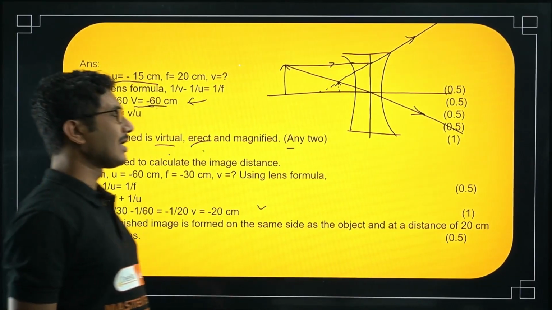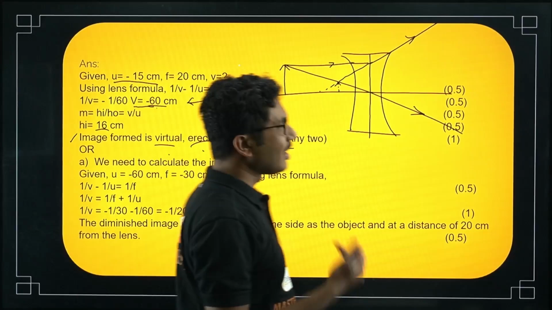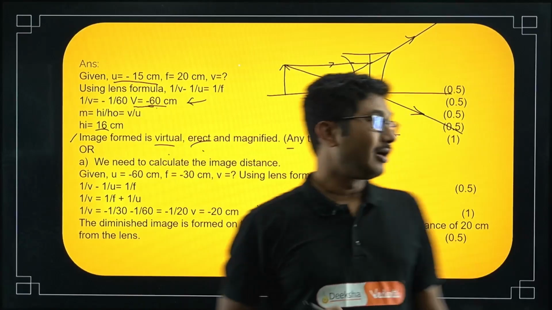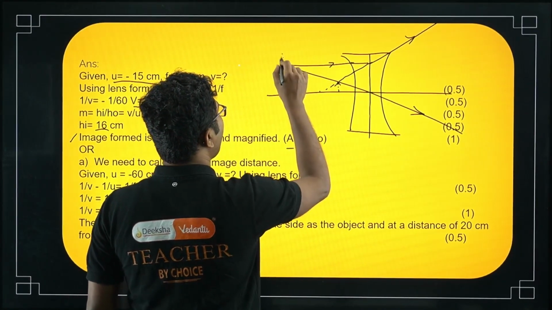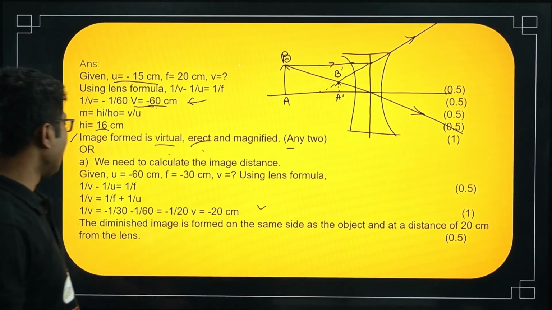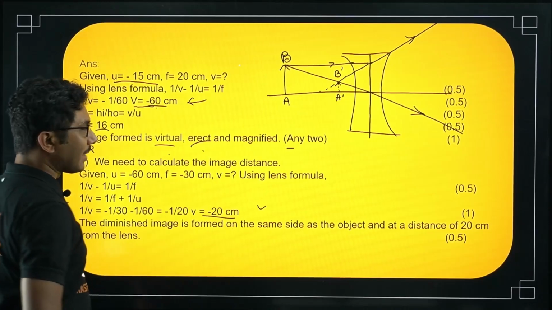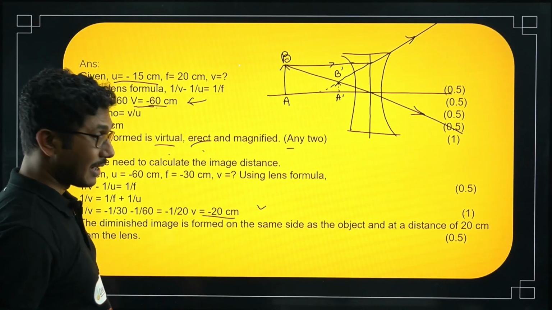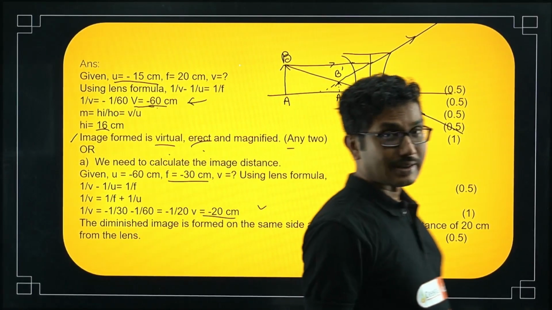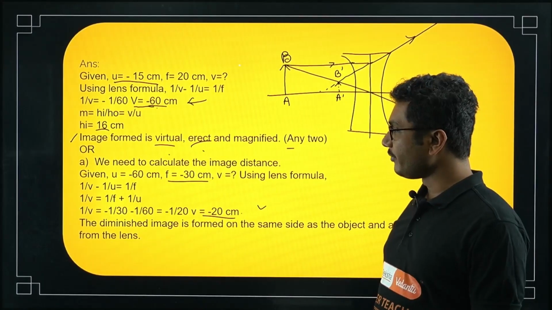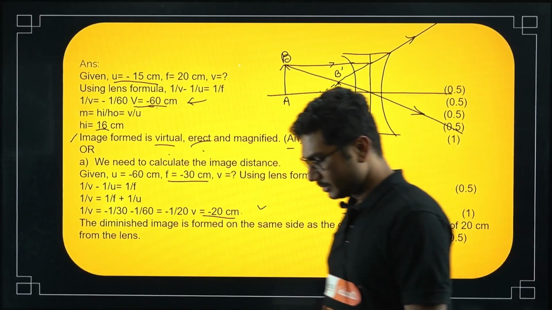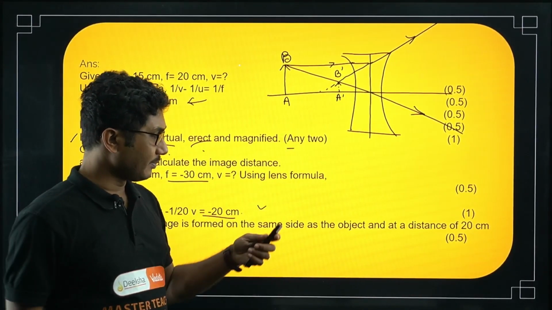This is the easiest ray diagram to draw, because we know that a concave lens always produces virtual images. So this is the virtual image, this is the object, say AB, this is A dash B dash, right? So v is coming out to be minus 20 centimeter. u was minus 60 centimeter, f was minus 30 centimeter, because for a concave lens the focal length is negative. Applying that, you can calculate v. The diminished image is formed on the same side as the object at a distance of 20 centimeter from the lens.